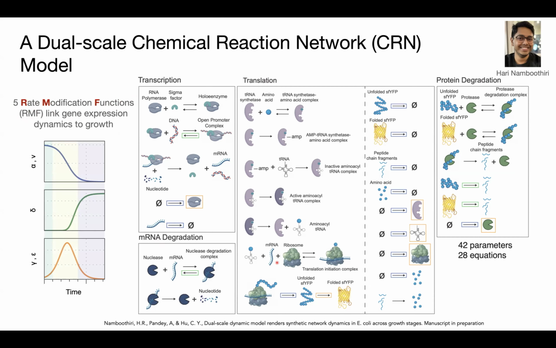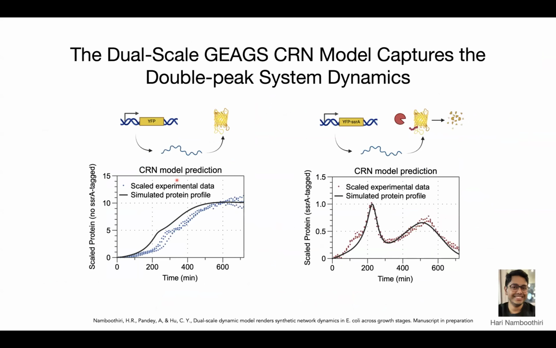For instance, if you see this blue box, this means that the translation elongation rate will go down over time when the cell reaches stationary phase. So this CRN is basically a large version of the gene expression across growth stages model, and we call it the GEAGS CRN model. So how does it do? It looks like it's able to capture the double peak dynamics.